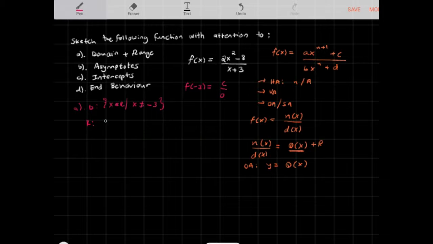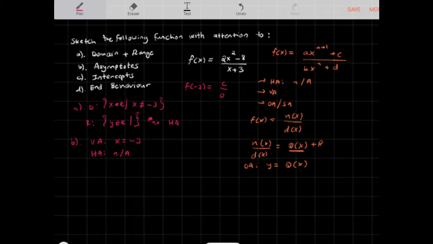Let's take a look at the range here. We can say y belongs to all real numbers. Because there is no horizontal asymptote, we'll keep it at y belongs to all real numbers. There is no restriction on y for the time being. So keep that in mind. The next part is the asymptotes. We can notice the vertical asymptote is x = -3. There is no horizontal asymptote, but then the next challenge comes to finding the oblique asymptote.